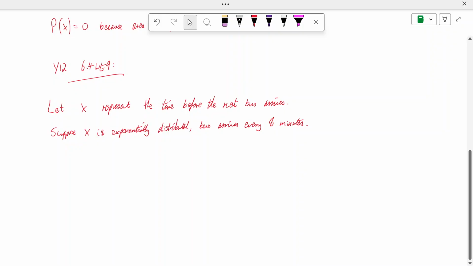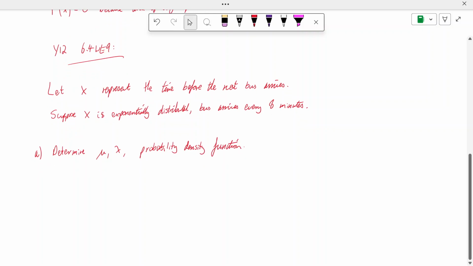The first thing that it asks us to do is determine the mean, determine lambda, and determine the probability density function. I've got all the information in this question that I need to do this. So it tells me that a bus arrives, I should say on average. And that's a big giveaway that gives us our average, mu.